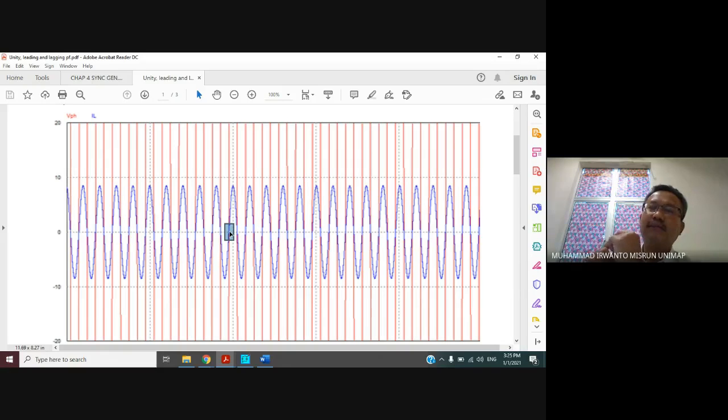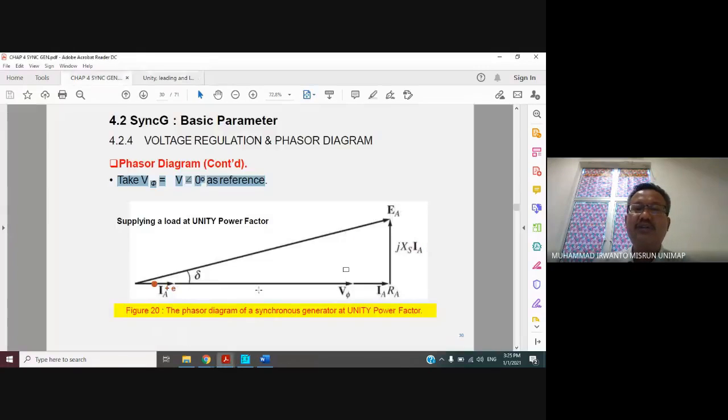After that you can draw. On the answer sheet for lab 5 part 2, I have decided one point for you to start drawing, for example this point. Then you decide the scale. First you draw the phase voltage at 0 degree.